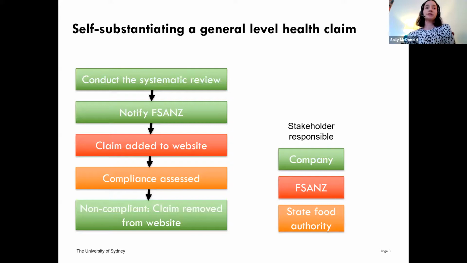So assessment of the compliance of these health claims is undertaken by state authorities in the home state that the company is based in. And it's usually only done in response to a complaint about a claim. So if the claims are found to be non-compliant, it's the responsibility of the food company to actually remove the claim from the FSANZ website. There's no mechanism for state authorities to do this.